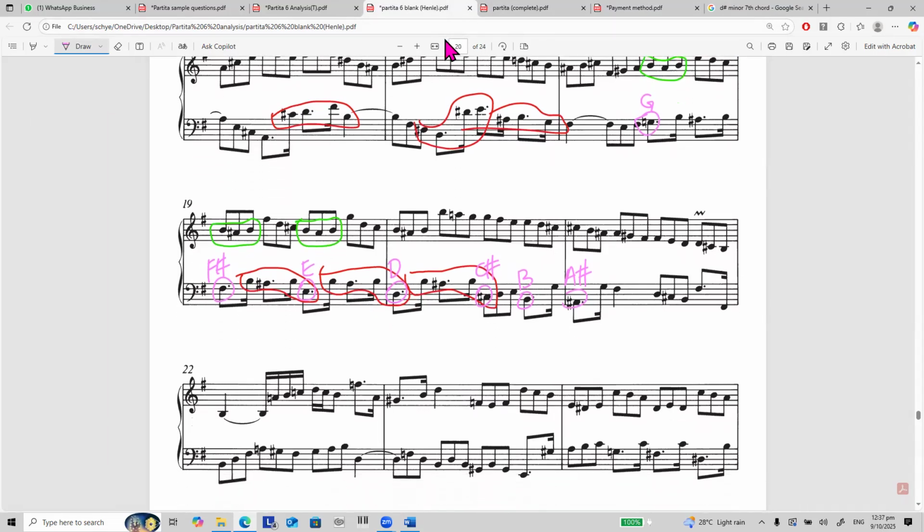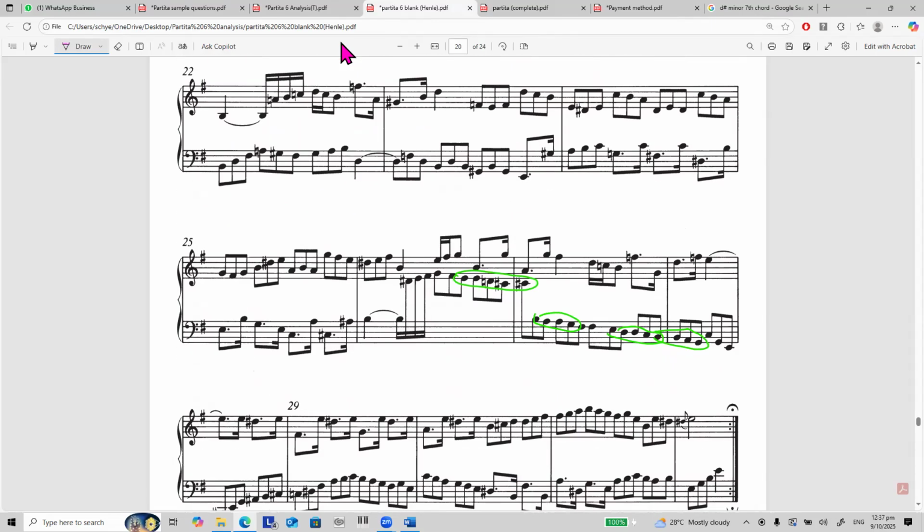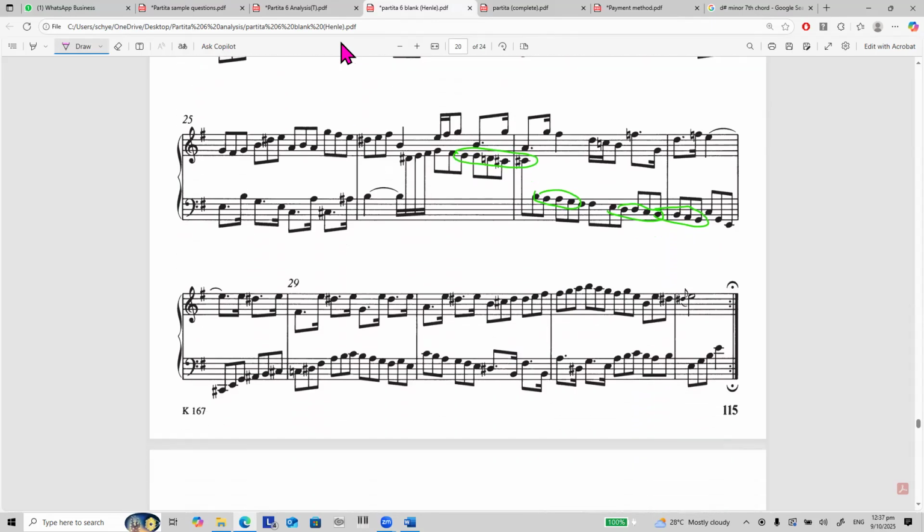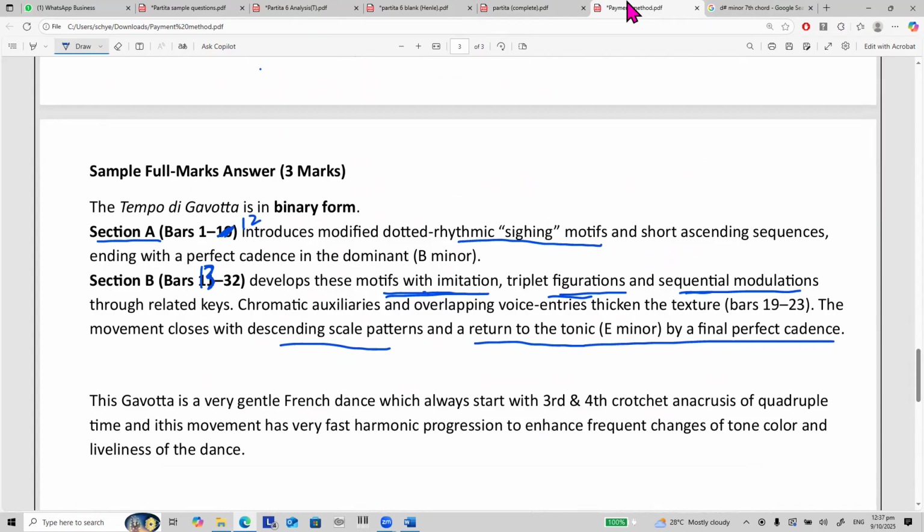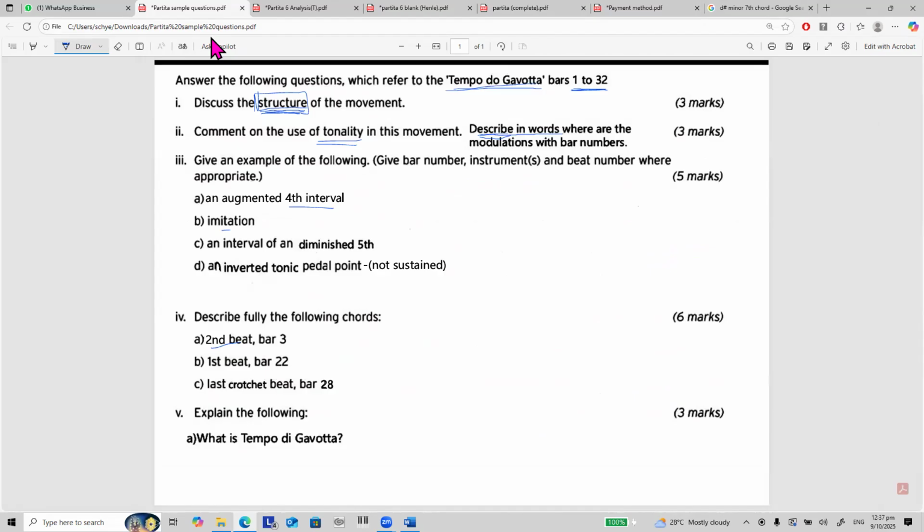Okay, so these are the sequential overlapping between the left and right hand that I mentioned in bar 19 to 23 just now. And it ends with some scalic patterns. First in the left hand, and then it passes to the right hand. By answering this, you should be able to score full marks for this question. Let's move on to the next question.